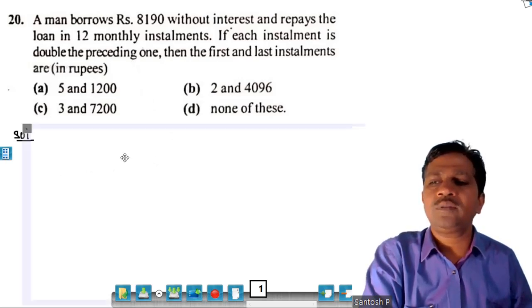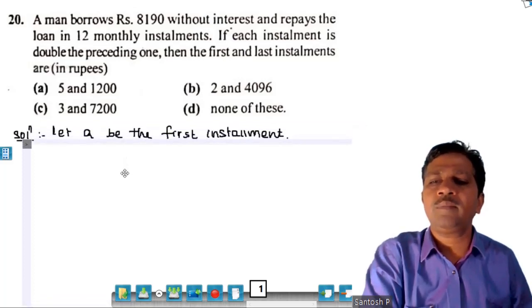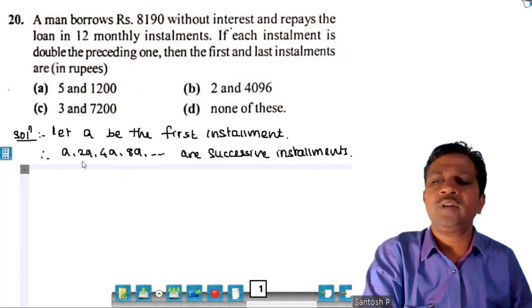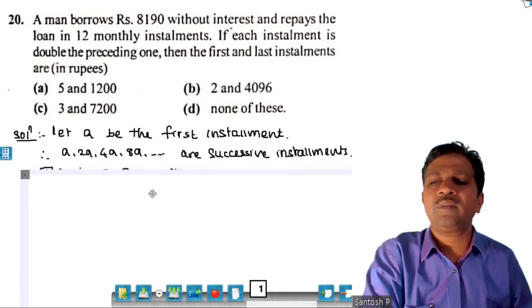So let us first suppose that the first installment be say rupees A. By the given condition he has to double in the second month, means the second installment will be 2A, third installment will be 4A, and likewise. So A, 2A, 4A, 8A, these are the installments in successive months. You can observe that this is a GP because 2A upon A is 2, 4A upon 2A is also 2, and likewise. So this is a geometric progression in which the first term is A and the common ratio is R equals to 2.